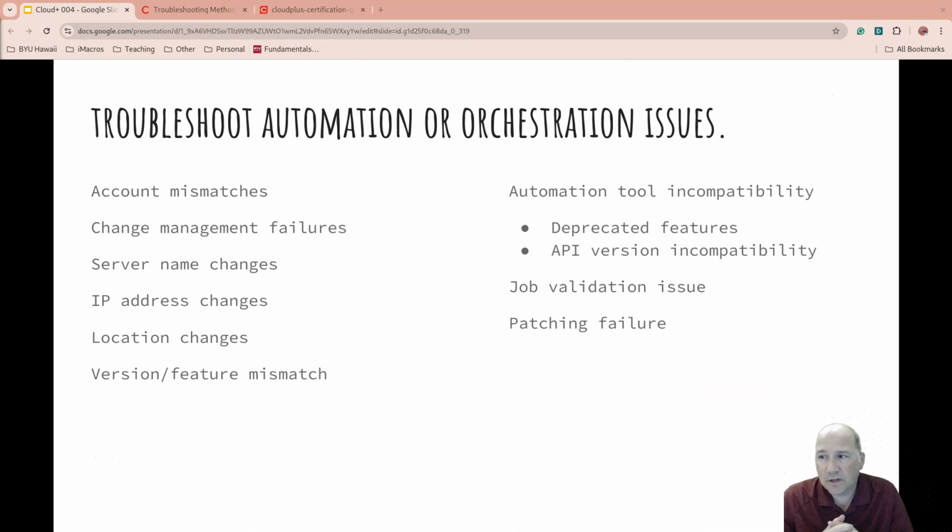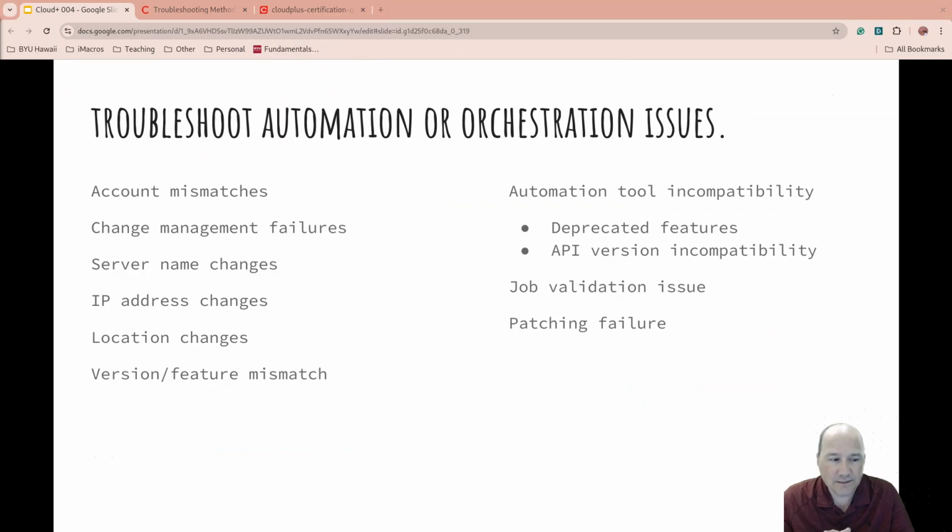So, troubleshoot automation or orchestration issues. Is there an account mismatch? Maybe a change management failure. Maybe something was missed in change management, or maybe change management wasn't followed properly. Was a name changed, or an IP address changed? Maybe it's from the environment, from dev to prod. Maybe you're still pointing back at some non-prod resources and someone shut that down. That's really bad, by the way. That's one of the reasons why it's good to shut down all non-prod environments regularly to see what breaks in prod and make sure it's not pointing at non-prod.